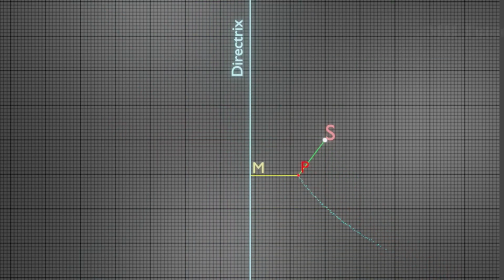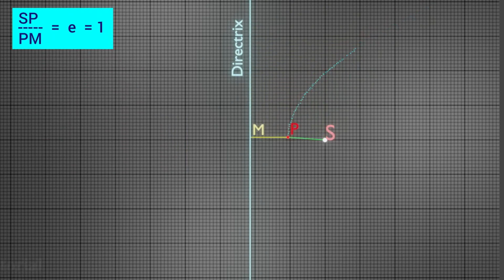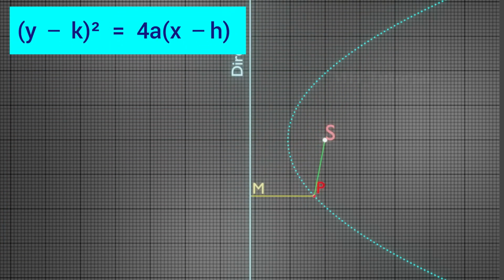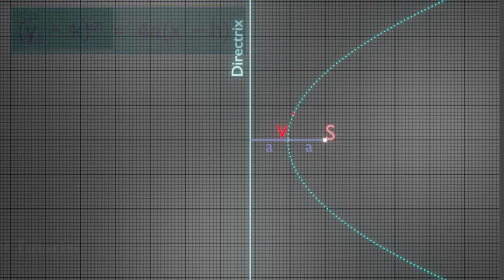Now, allow point P to move in another style. This time, it keeps the ratio SP by PM fixed and equals to 1. This trajectory is a parabola. Thus, parabola is a conic whose eccentricity is exactly 1. In Cartesian coordinate system, the equation for this parabola may be like this one. Here, h, k is the coordinate of the vertex, and a is the distance between the focus and the vertex, and also vertex to the directrix.